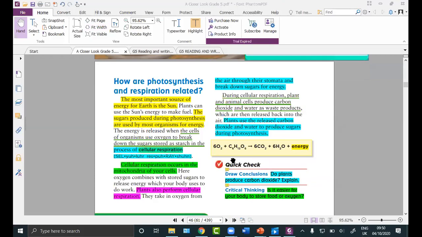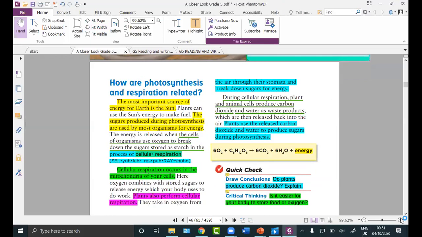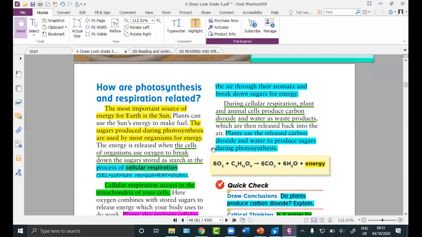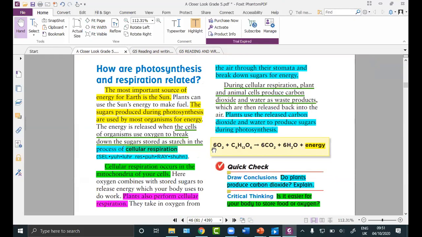Put the highlight, page 56. How are photosynthesis and respiration related? Textbook, page 56. Now who can read the first passage? Zain, Rida, yes, read the first passage.